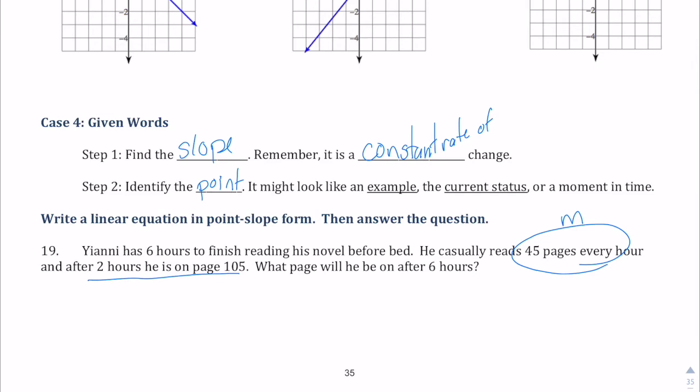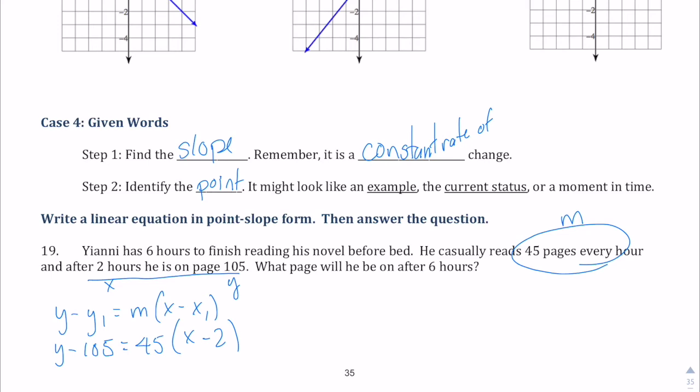So we will want to distinguish what is our independent and dependent variable in this case. Since we have time, that's definitely going to be our independent variable, so our x value. So this is going to be x and this is going to be y. So we are ready to plug all that information in. y minus y1 equals m times x minus x1. So y minus 105 equals 45 times x minus 2. So that's the equation for Yanni's reading.